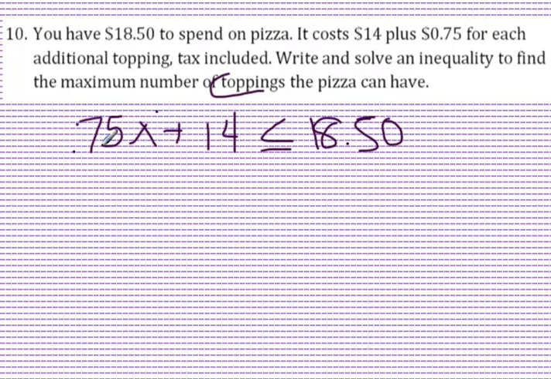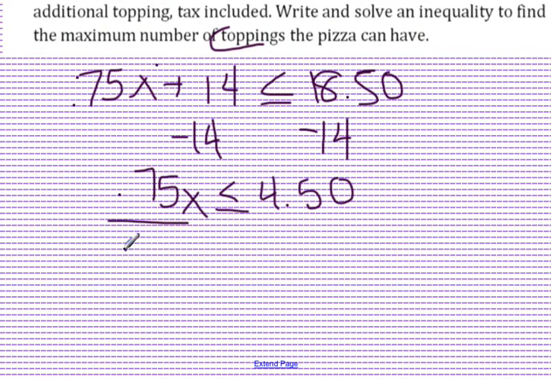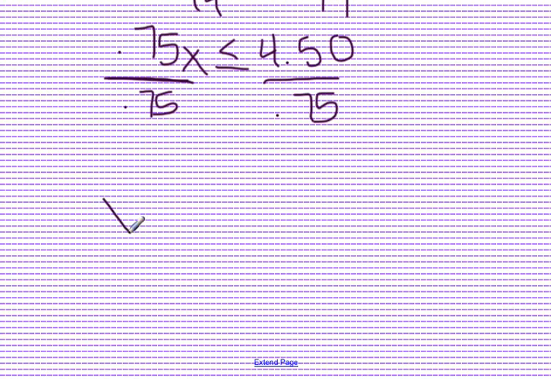So now I need to solve this for x. So I'm going to start by subtracting 14 from both sides. So I get 0.75x is less than or equal to 18.5 minus 14, which is going to give me 4.5. So now I need to take that and divide it by 0.75. And notice it's dividing by 0.75. It's not dividing by 75. Then you really have no toppings. So then 4.50 divided by 0.75 is going to give me 6 toppings. So I could have up to 6 toppings on my pizza.